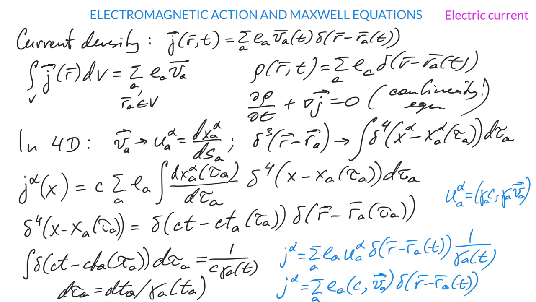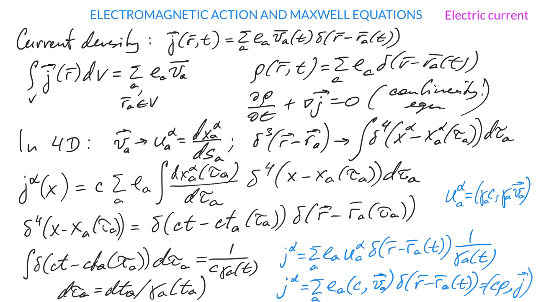Now compare this with the definitions of the charge and current density. So we have them here. This is the charge density, and this is the current density, and compare with this expression. So we see that the time-like component here is just c rho, and the space-like component is J.